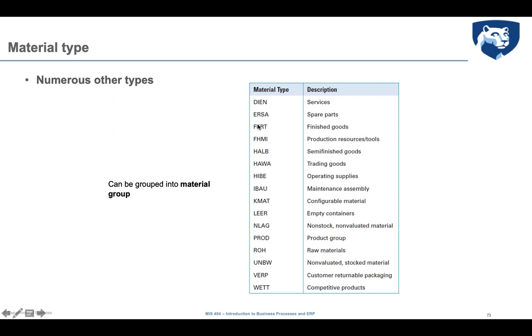Sometimes in SAP, similar groups of material can be put together under another code created for the company, which is called a material group. For example, operating supply and configurable material, for the purpose of the company, are the same, okay? So they are coded differently in SAP, but they can be grouped under another code like ABC, which is called a material group.